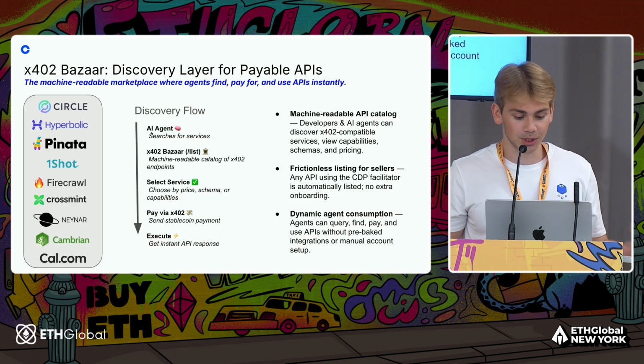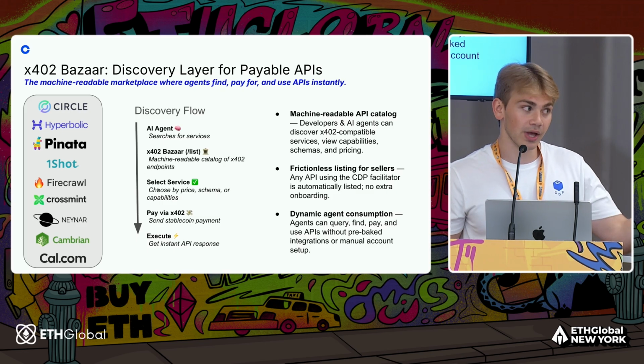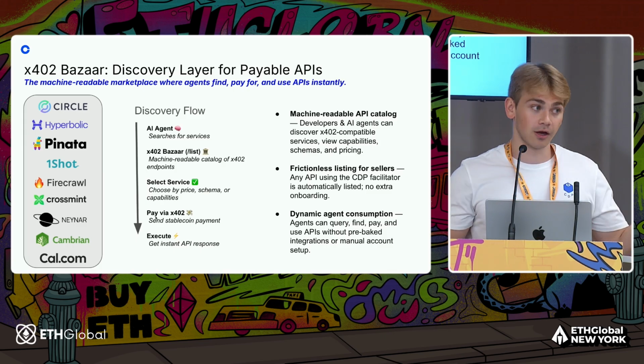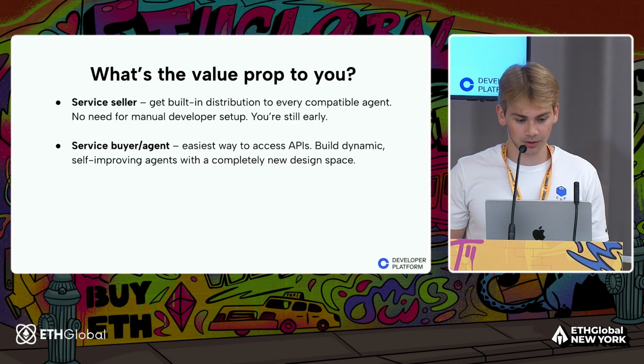So an AI can search for services, read this list, select a service, pay via X402, and execute. It's boring to look at this flow diagram, I know, so I'll actually show a clear example here shortly.